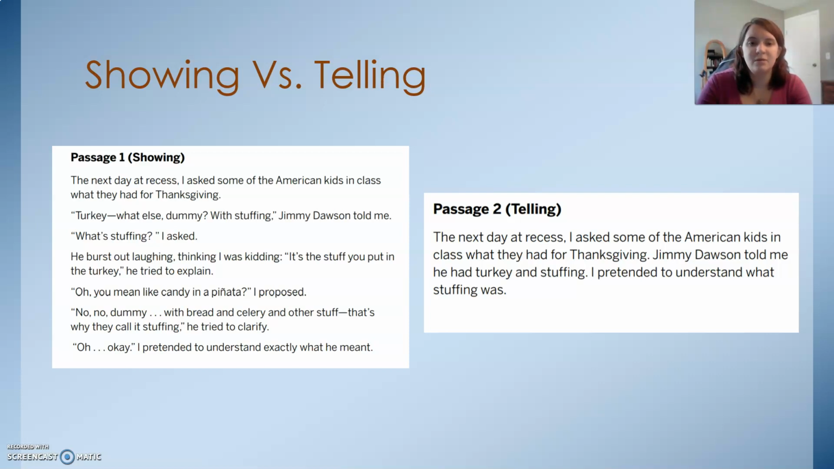Passage 2. The next day at recess, I asked some of the American kids in class what they had for Thanksgiving. Jimmy Dawson told me he had turkey and stuffing. I pretended to understand what the stuffing was.